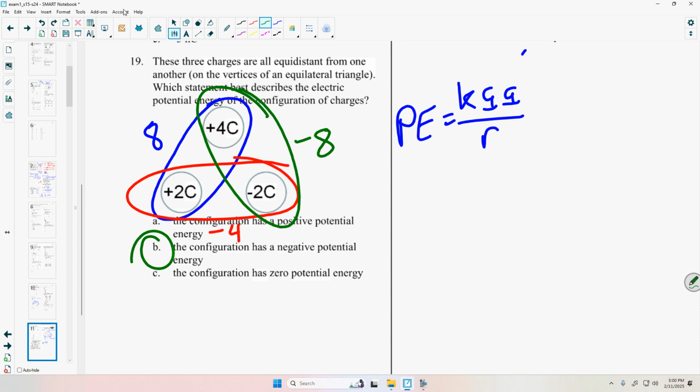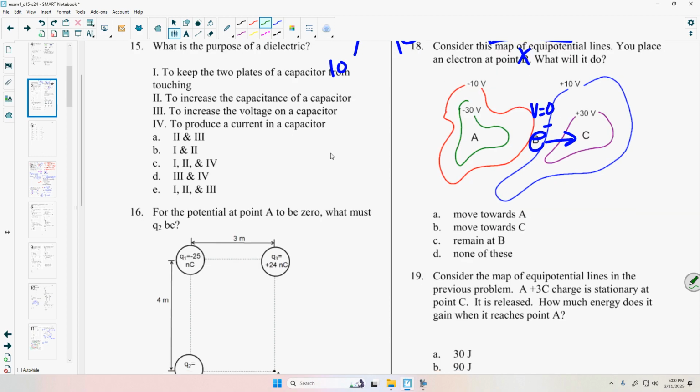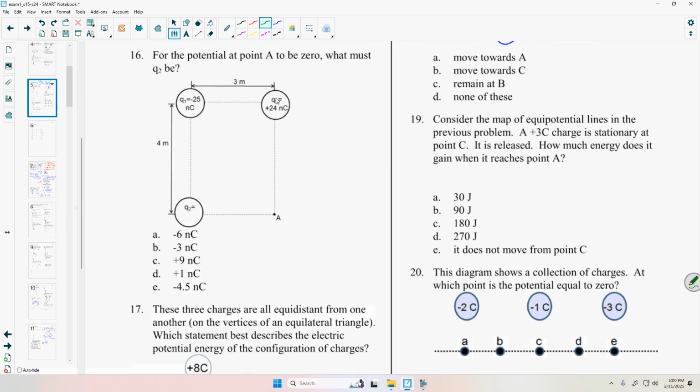Yeah, Jason? Number 16 on spring 24. This one right here? Yeah. It's going to be difficult. So I want to calculate the potential so that the potential is equal to 0. V1 plus V2 plus V3.